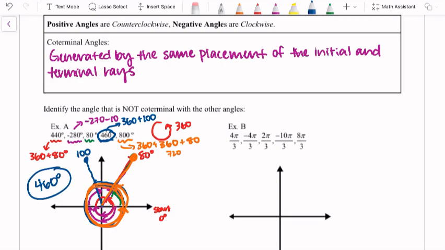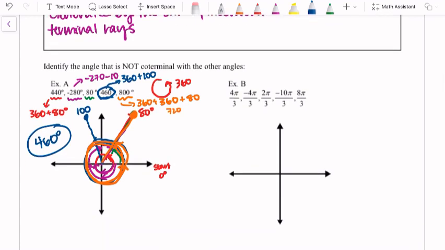Example B is very similar, however, the difference here is radians. And like I've mentioned before, most of the work that we do in pre-calculus is going to be radians. So I do want to do this example here as well. First of all, now that we're not in degrees, we need to redefine what each of our axes stand for.